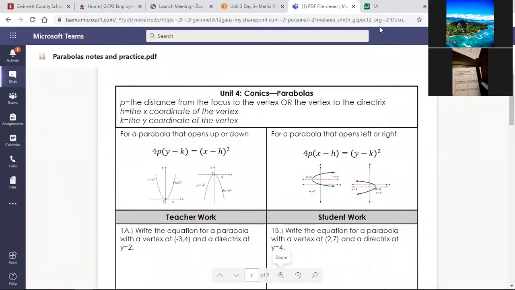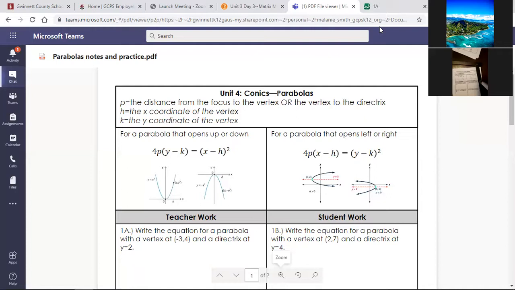Okay, so we are starting out with Unit 4, which is about conic sections, and we're going to start out talking about parabolas. Parabolas are probably the shape that you are most familiar with out of the conic sections, that and probably circles. So, a few things that we want to establish ahead of time.